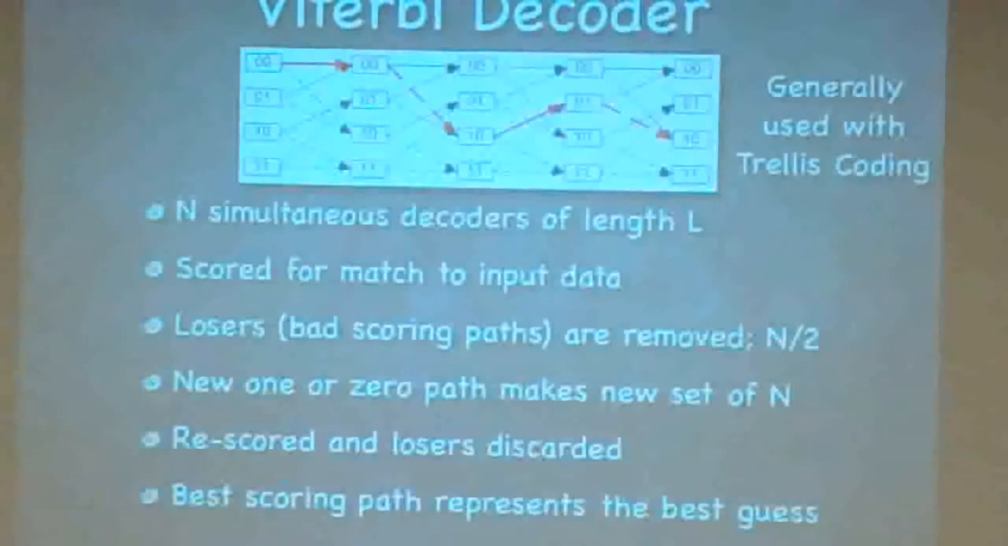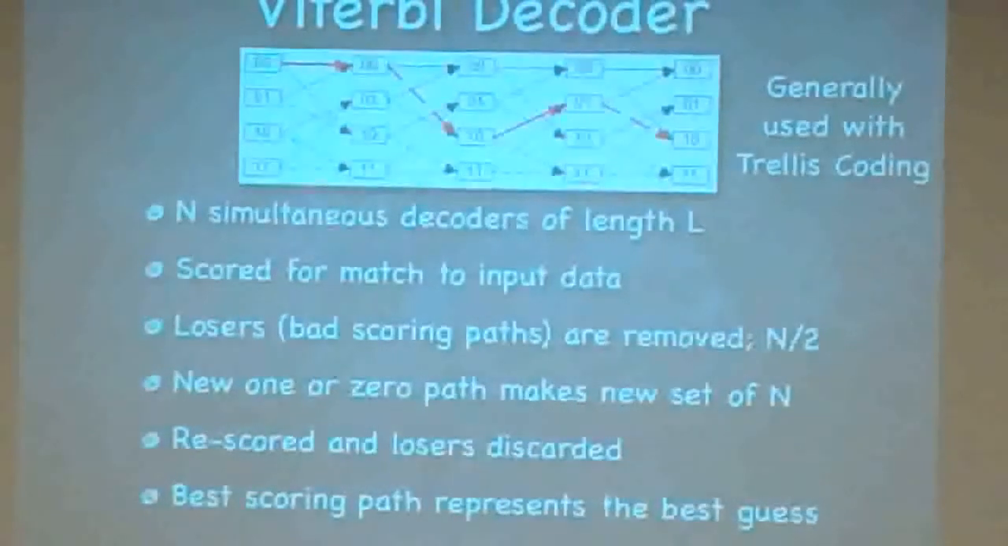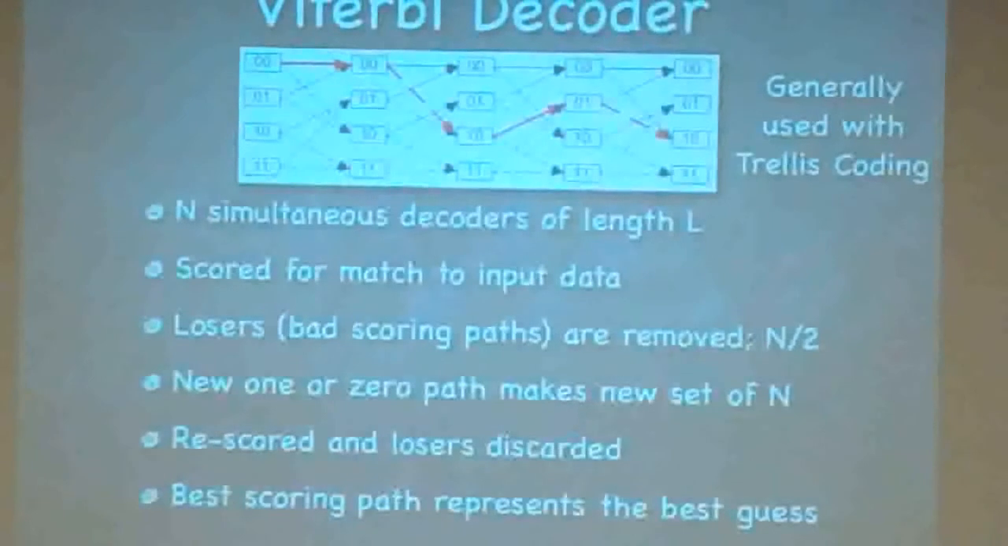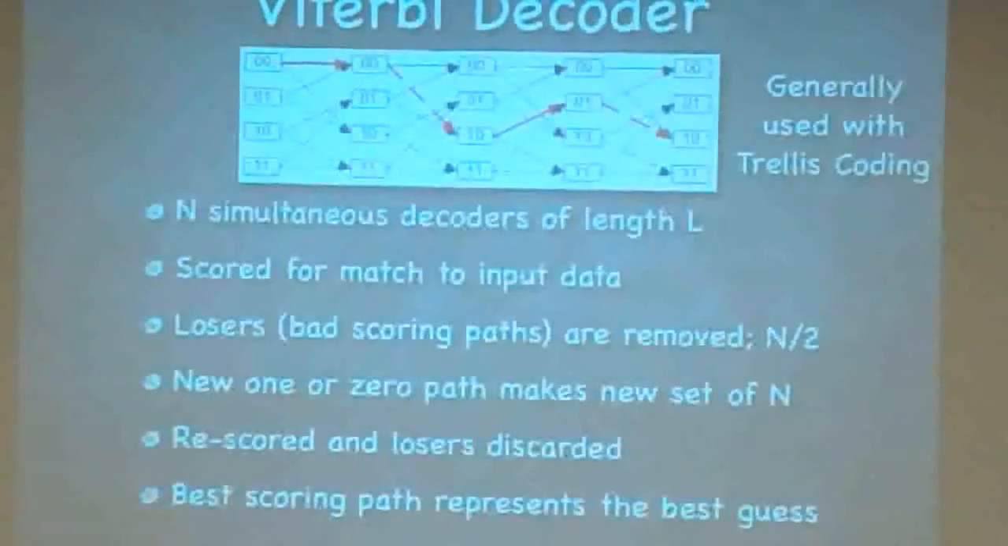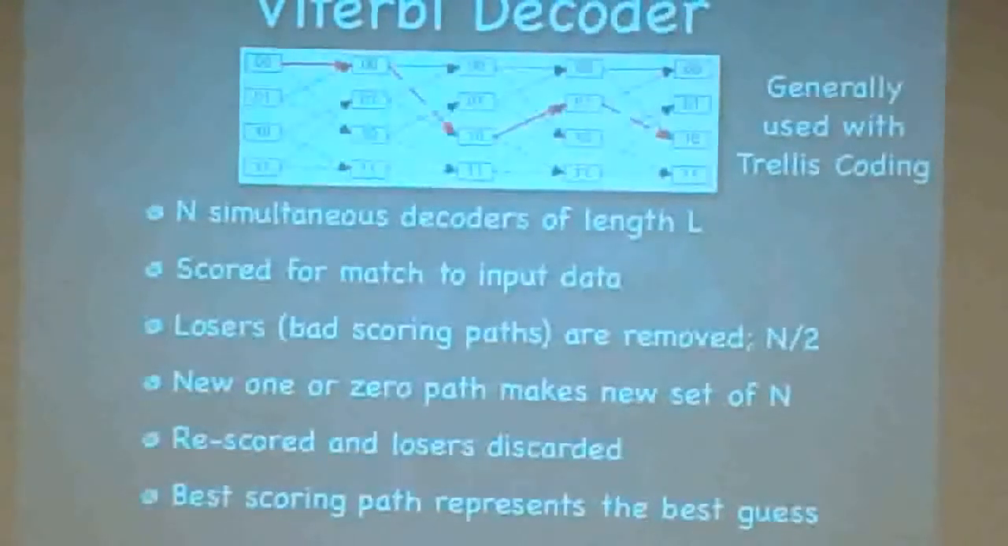Once you have those probabilities, you can go to a next step. So you fill up the pipeline with codes, you look at all the probabilities, you take the worst half of them and throw them away. So maybe you have 10 decoders, you throw away 5. Okay, those are the losers. And then you start up a new set of decoders, and you start pushing codes into them. You branch from each of the 5 that are left over.